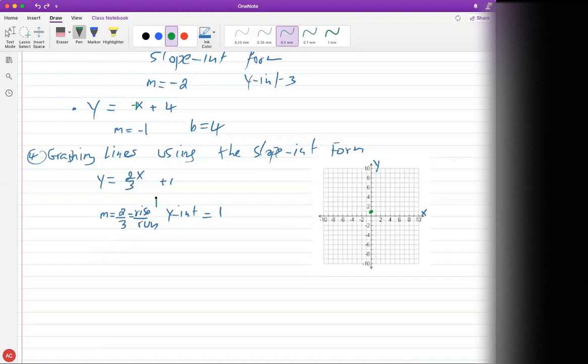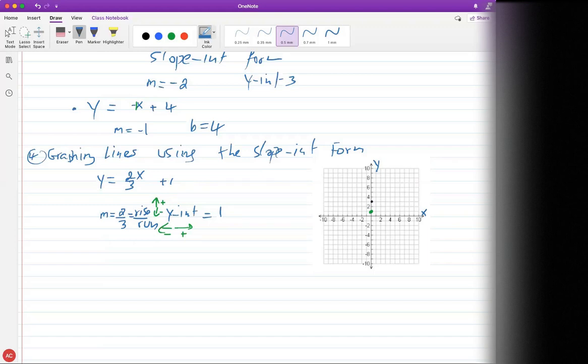So the rise, you either go up or down, depending on the sign of this number. If it's positive, you go up. If it's negative, you go down. For the run, it's not vertical, it's horizontal. You either go right or left, again depending on positive or negative. Right for positive, left for negative. Let's see how that works in the graph. So you're going to start from here, at +1, which is here. Then we're going to go up. The rise is positive, so we're going to go up 2 units from this, 1 and 2.